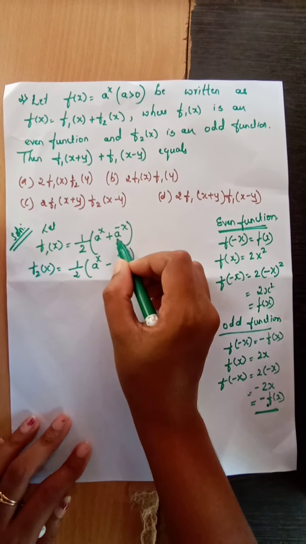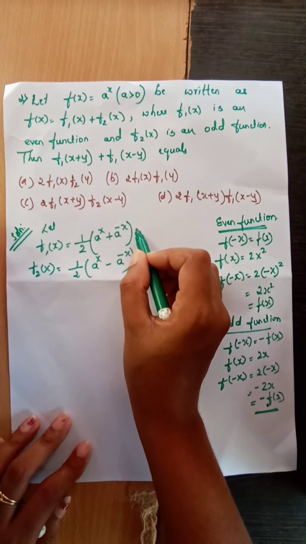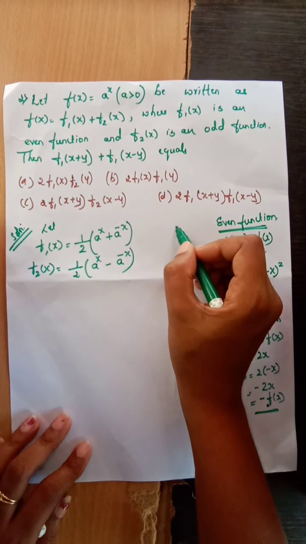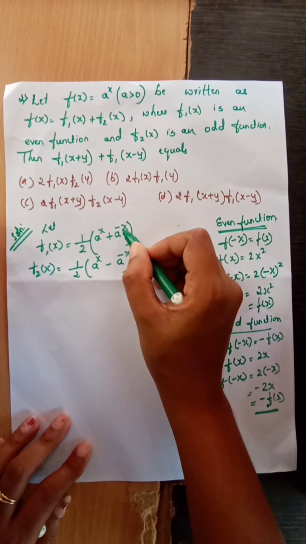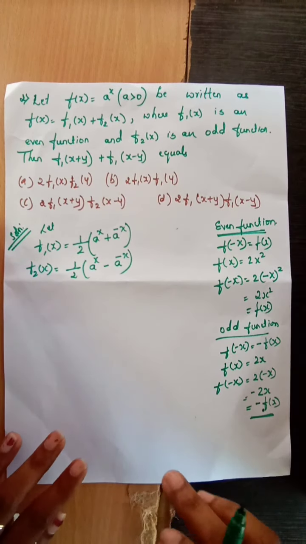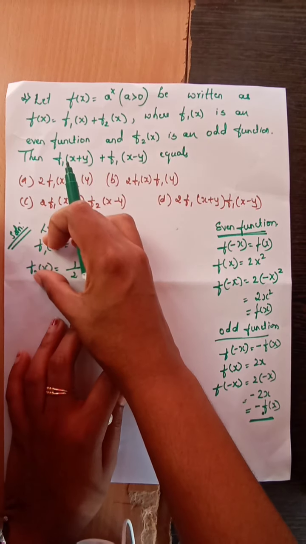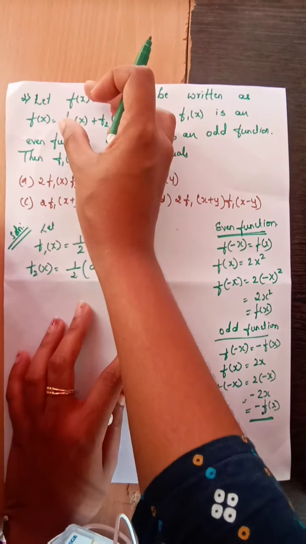1 by 2 a power x plus 1 by 2 a power minus x plus 1 by 2 a power x minus 1 by 2 a power minus x. So a power minus x cancels. Half of a power x plus half of a power x will be 1 a power x. So you can see that these two are nothing but f of x. So when you add f1 of x plus f2 of x, you'll get f of x.